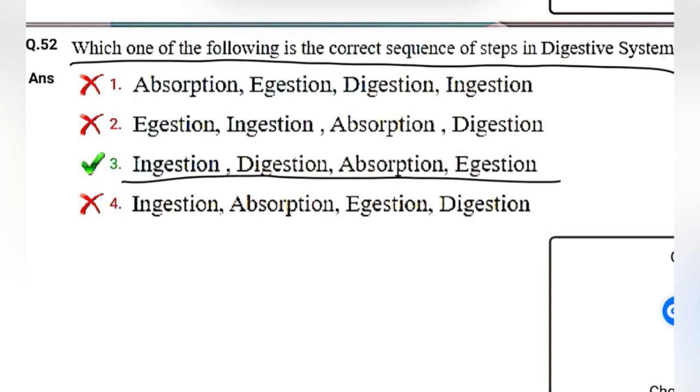Ingestion means the process of taking food into the body, and digestion means the process in which food containing larger molecules is converted into smaller water-soluble molecules, and absorption means the process in which digested food goes into the bloodstream, and egestion means the process in which undigested food is discharged as feces.